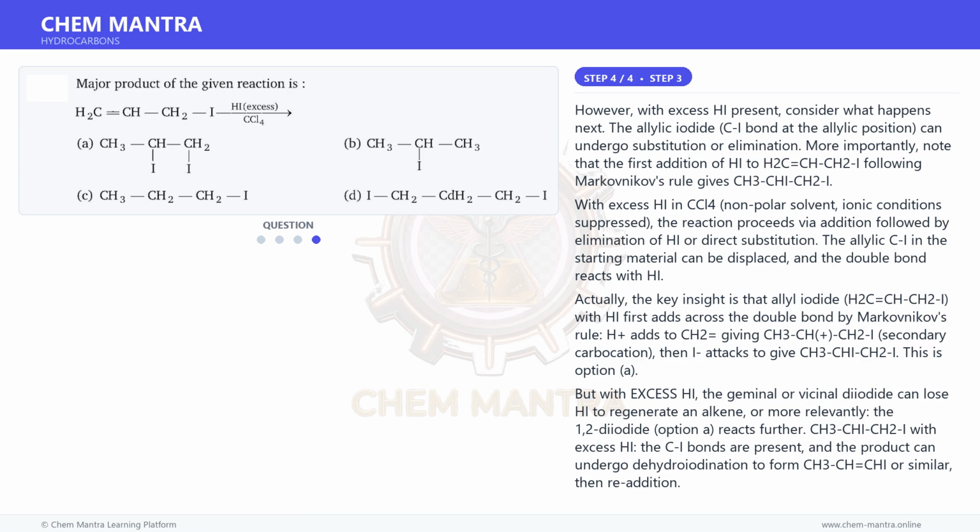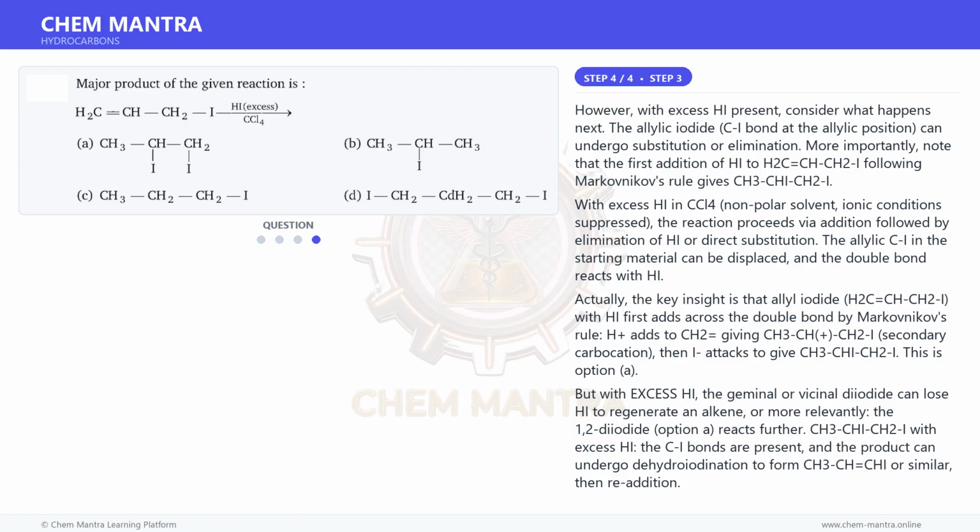The mechanism: allyl iodide plus HI gives an allylic cation, CH3-CH=CH2+, after loss of I from the allylic position assisted by HI, which is resonance stabilized. Then I- attacks at the more substituted carbon, secondary, to give CH3-CHI-CH3 as the major product.